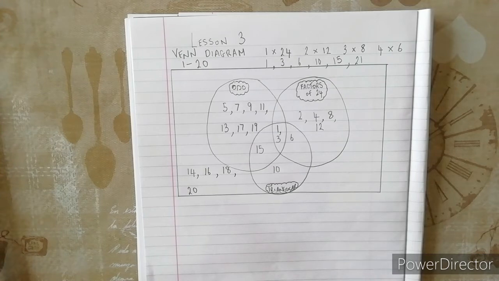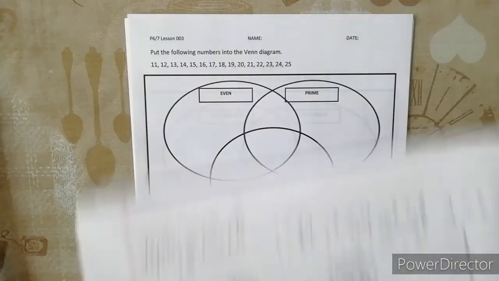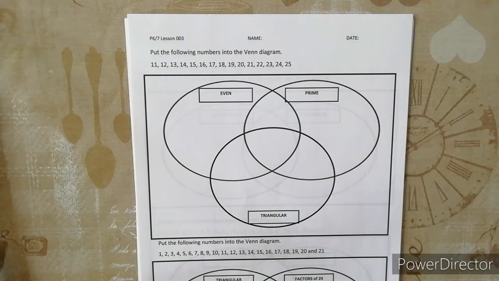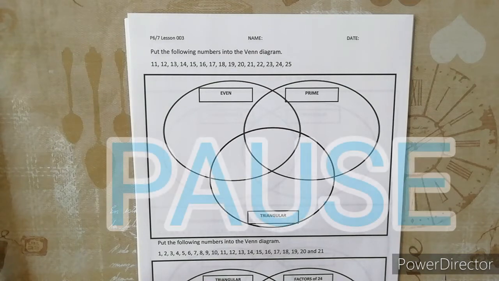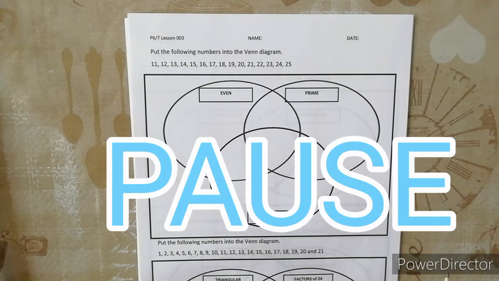Now I'd like you to try all of the Venn diagrams yourself. You probably need to try these on the paper. It's probably hard to do them in a workbook. So do them on the paper and then use the answer booklet to mark your work. So you pause the video there.